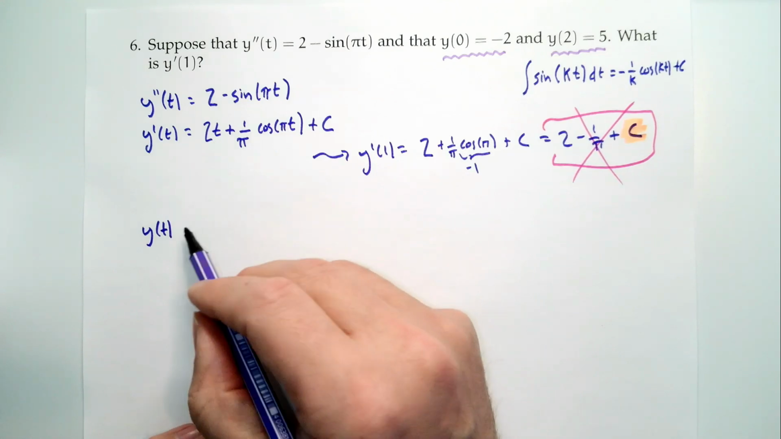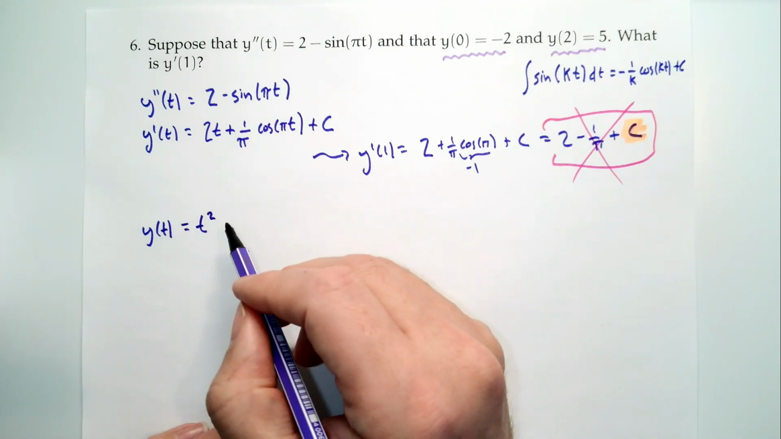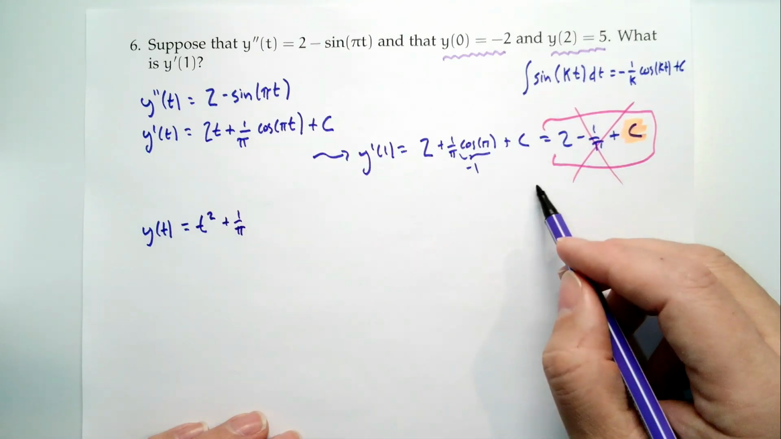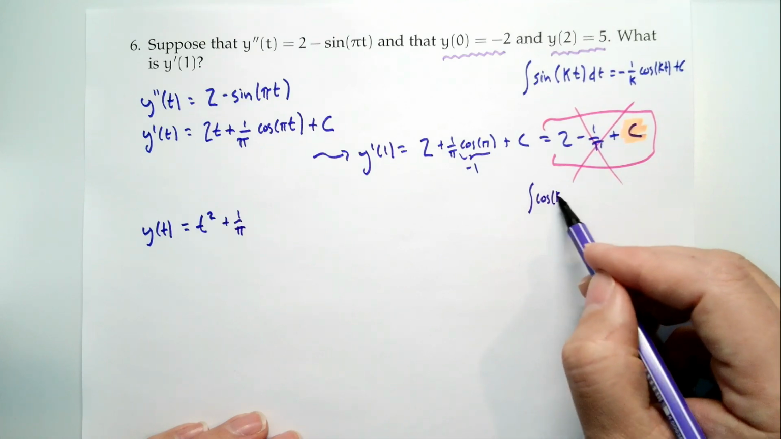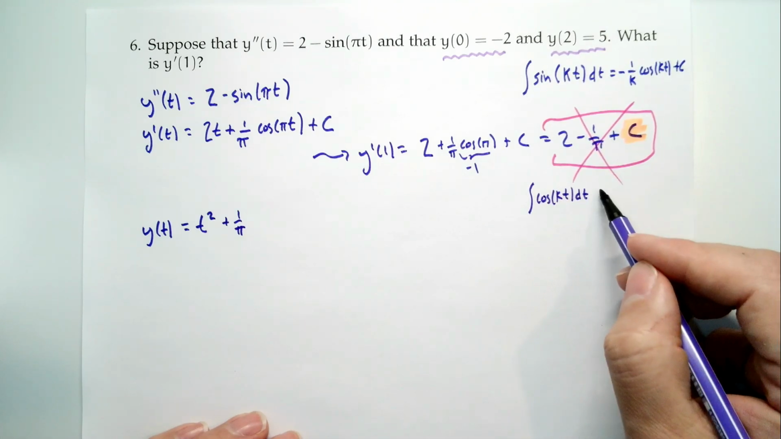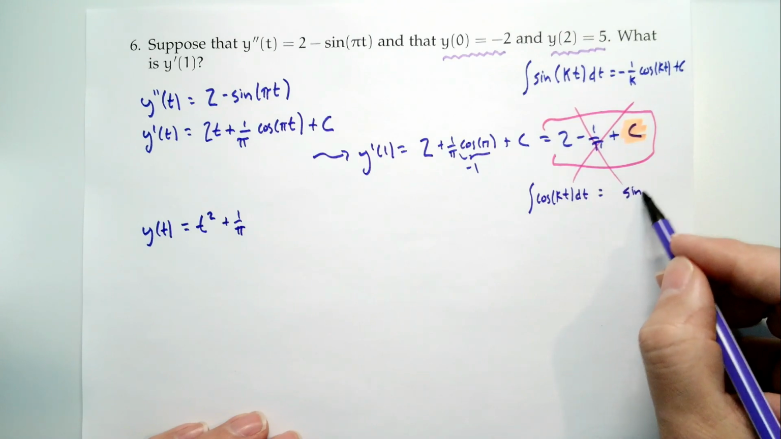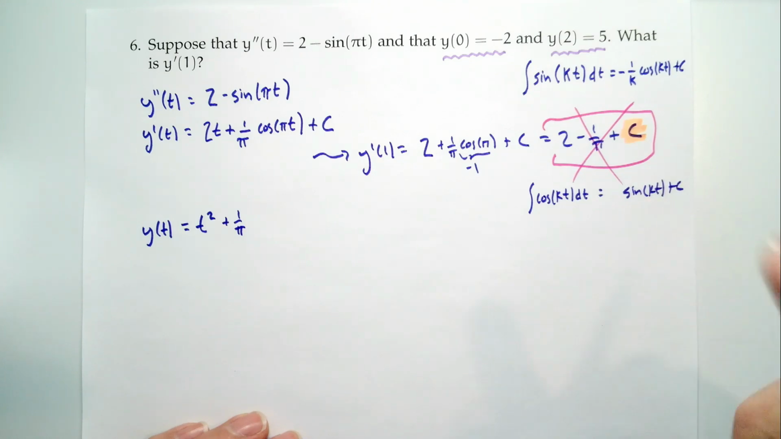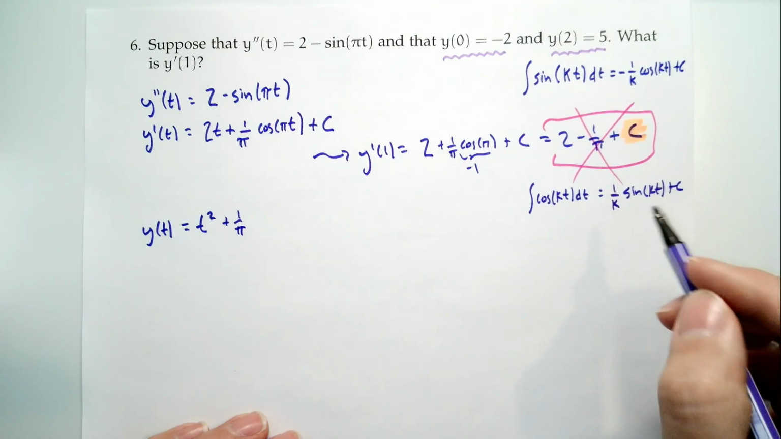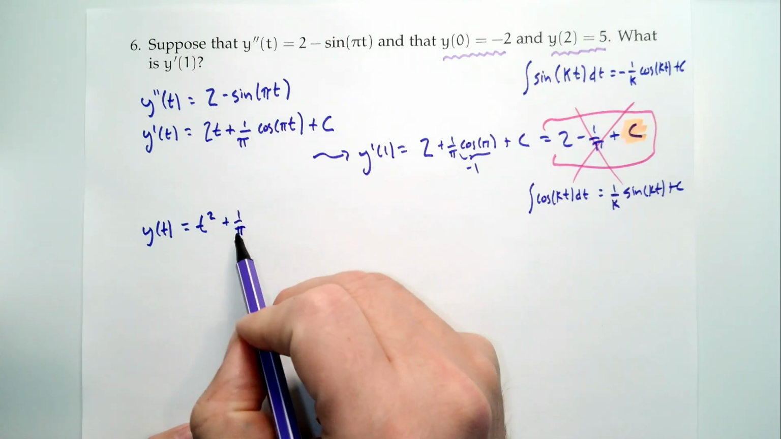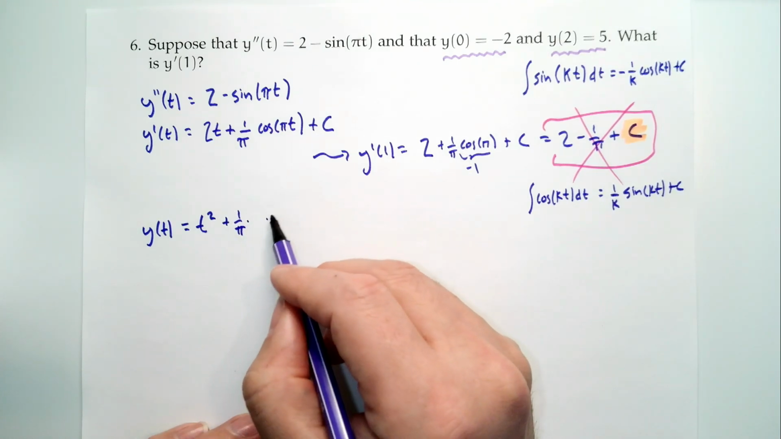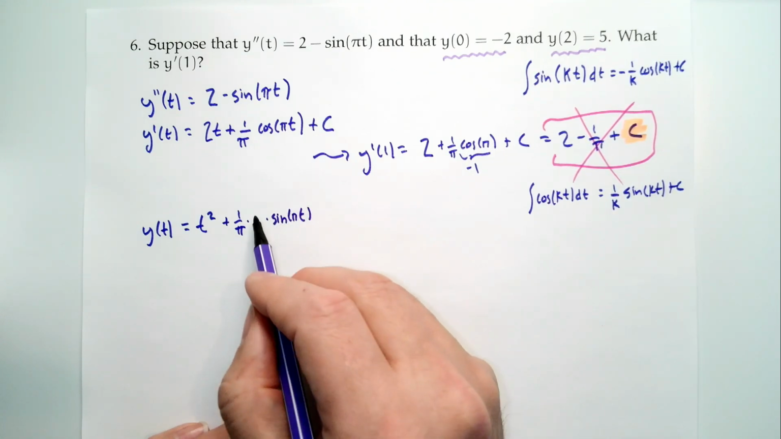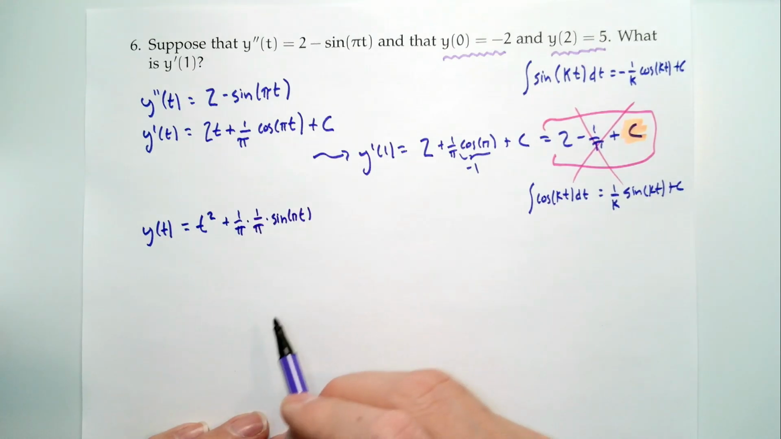Antiderivative of 2t is t squared. All right, then we have a plus 1 over pi. Now, if we think about the integral of cosine of kt, it's very similar. The integral of cosine is sine plus c, but now you have to account for that k. So we're going to put another factor of 1 over k. So the 1 over pi is the constant, then there'll be a sine of pi t, and now I've got to account for that 1 over pi, so now there's a second 1 over pi.